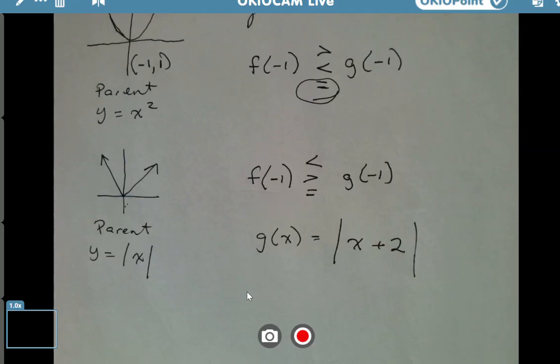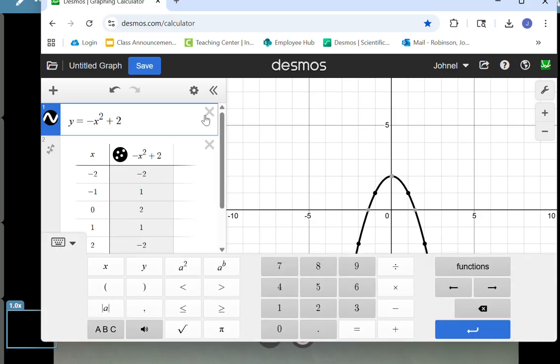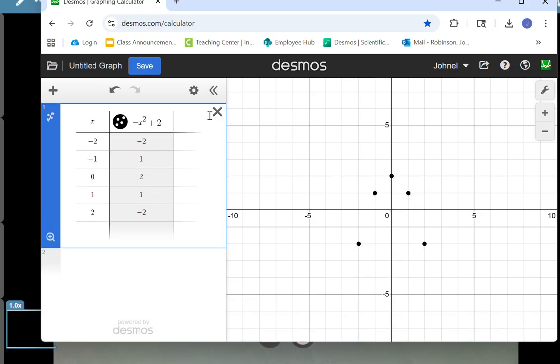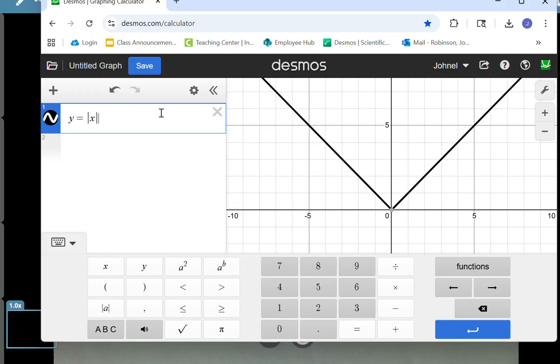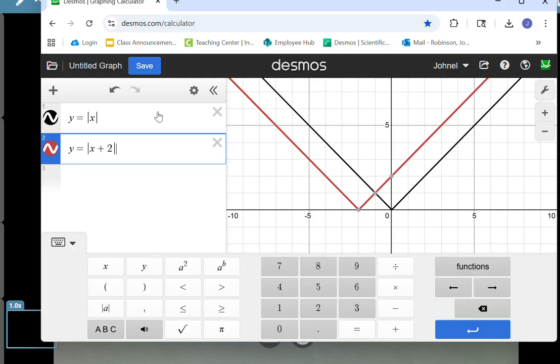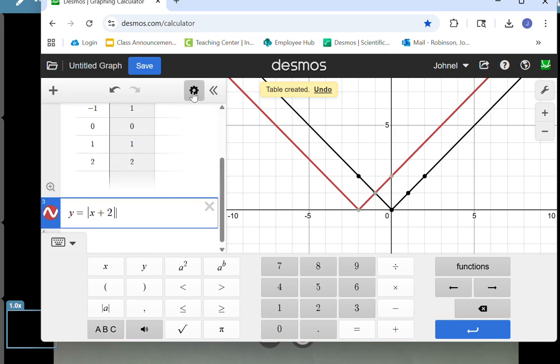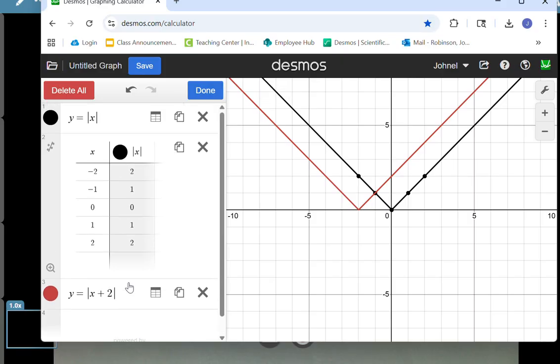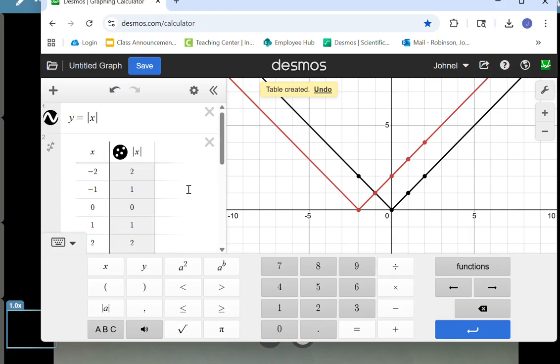Alright, the next one. We're going to do the absolute value of x compared to the absolute value of x plus 2. Alright, so I'm coming over to the calculator. Y'all go ahead and type those in. Y equals the absolute value of x, and y equals the absolute value of x plus 2. Alright, we're going to pull the table for both of them. And we're going to compare them. I don't see the table for this one. There we go. There's the table for that one, and there's the table.